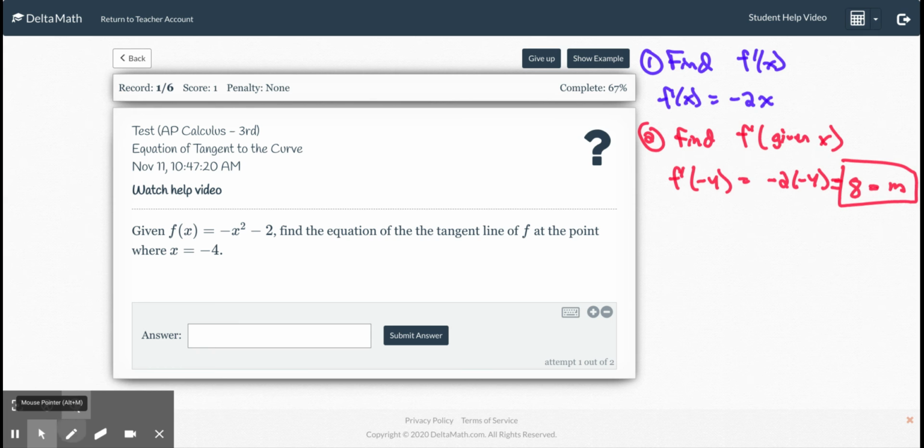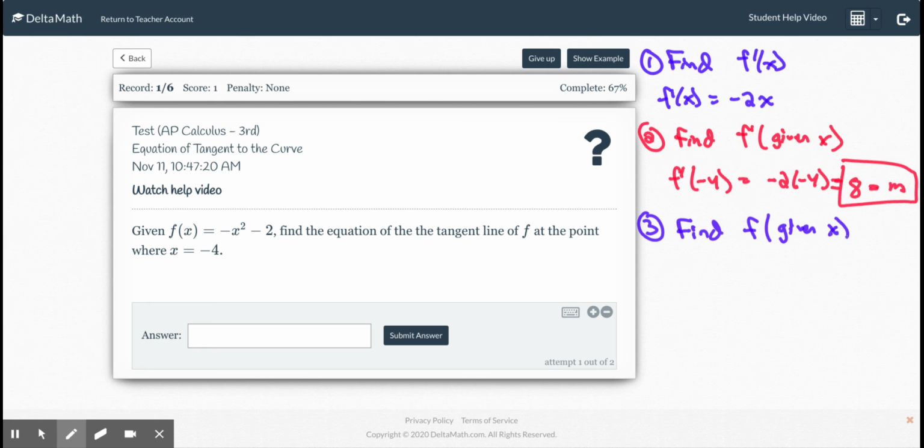Well, the next thing we're going to need to find, if we're going to find this equation of tangent line, is we have an x, but we need a y coordinate. So we're going to find f of our given x. So now we're going to plug our given x into the original function. So f of negative 4. Some people like to do this step first just to get it out of the way. It doesn't matter if you do this first or third. It doesn't matter the order, but you do need to find the y. So that's going to be negative 4 squared minus 2. This is going to be negative 18.